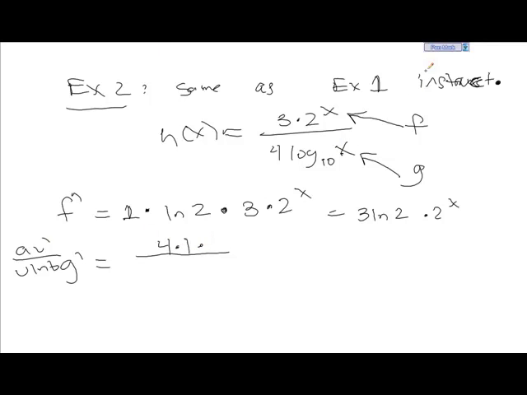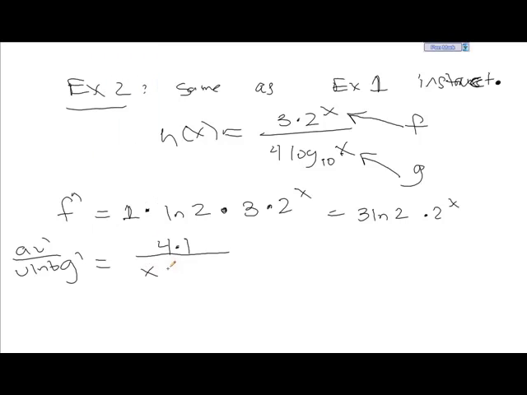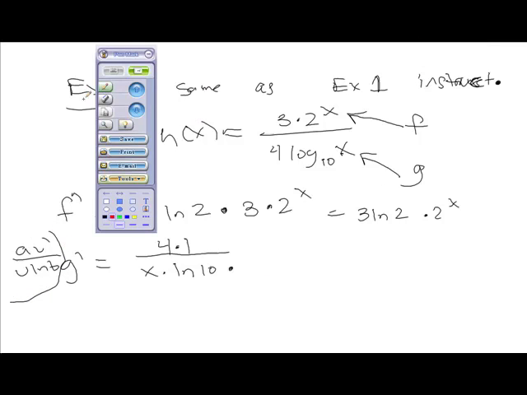That's it on top. Divided by u, which is, in this case, just my independent variable x, times the natural log of b, so that's my b is 10 in this case. So we're done. That's our derivative, g prime.